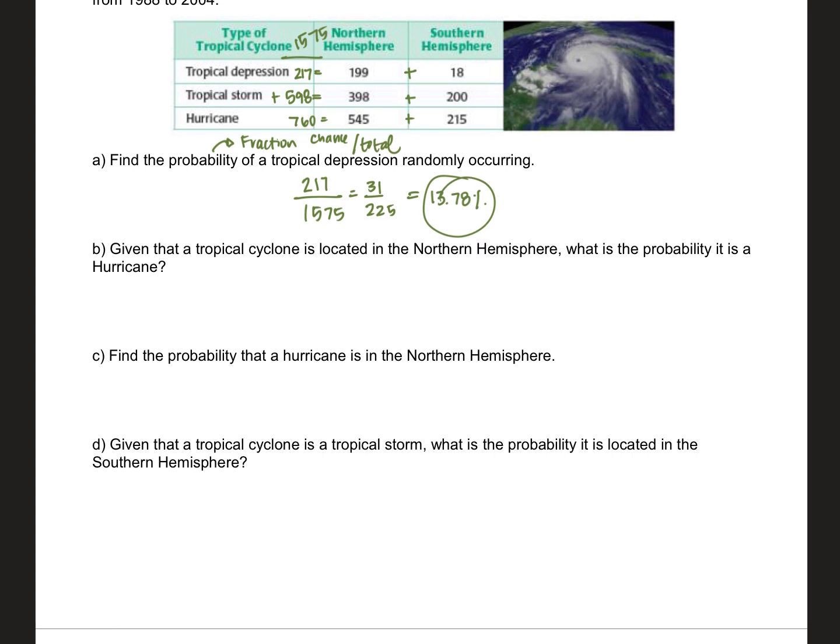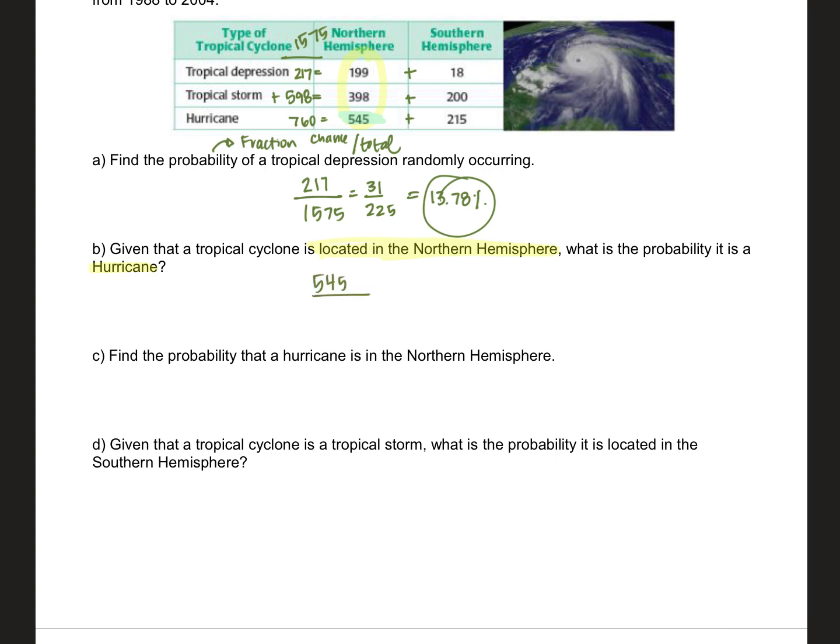B says, given that a tropical cyclone is located in the northern hemisphere, what is the probability that it is a hurricane? To find the probability, we have to understand what it's asking for. It's asking for the probability of a hurricane that is located in the northern hemisphere. That means the only column I am worried about is my northern hemisphere column. Looking at that column, my chance of having a hurricane just in the northern hemisphere is 545.